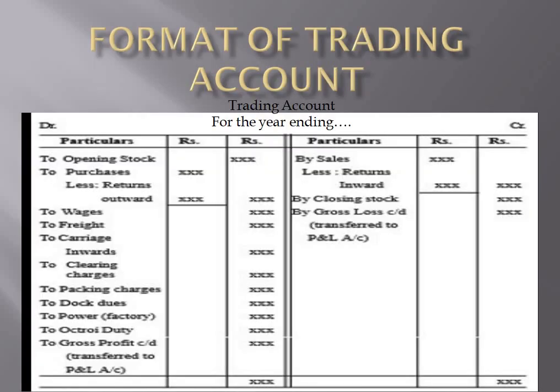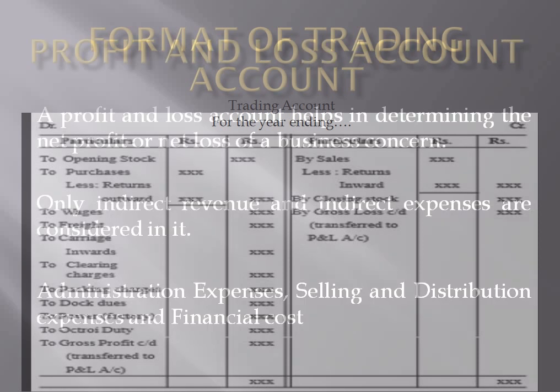This is the format of a trading account. We'll have various items on the debit side, all the direct expenses, and we'll have the direct income on the credit side. If the debit side is greater than the credit side, that will be a gross loss. And if the credit side is greater than the debit side, that will be your gross profit. And this gross profit or gross loss will be carried down to the profit and loss account.